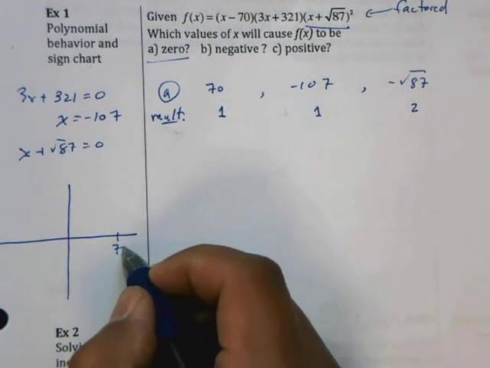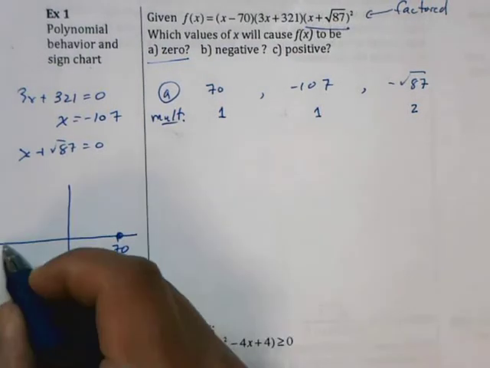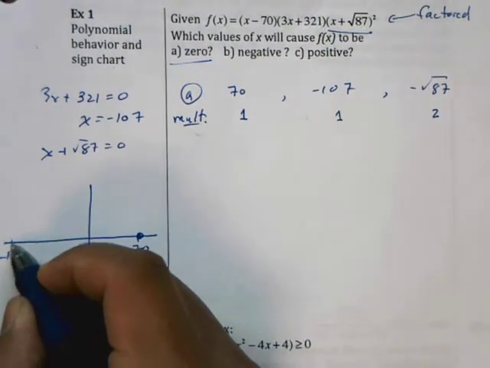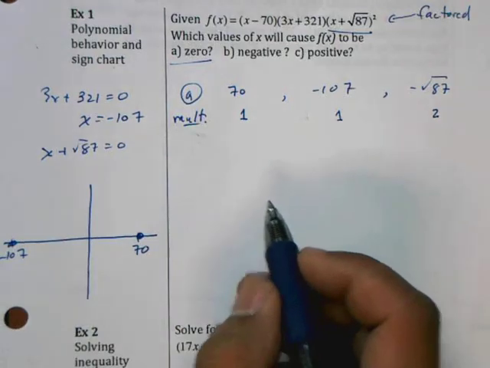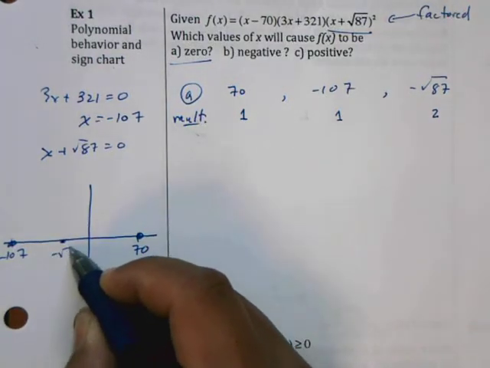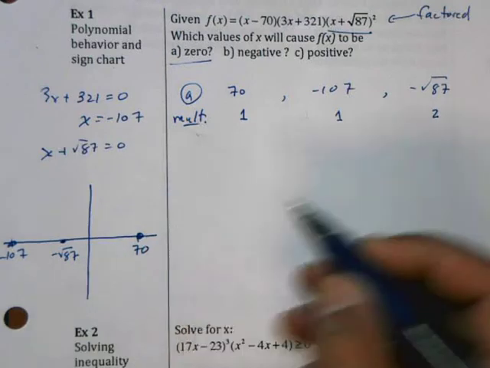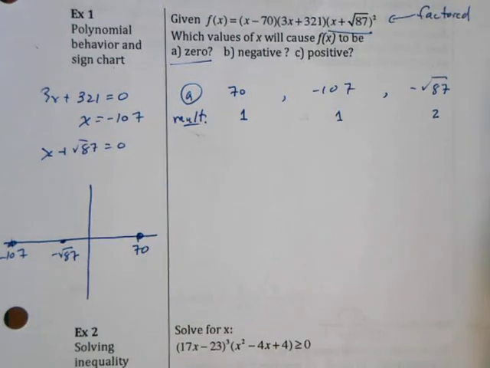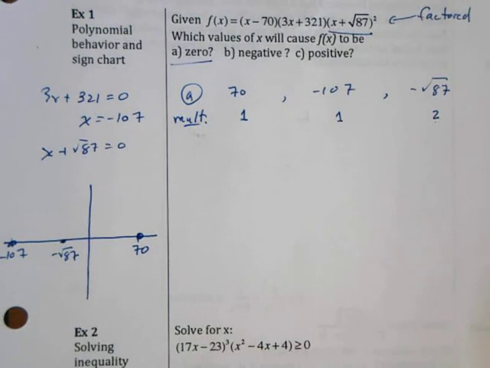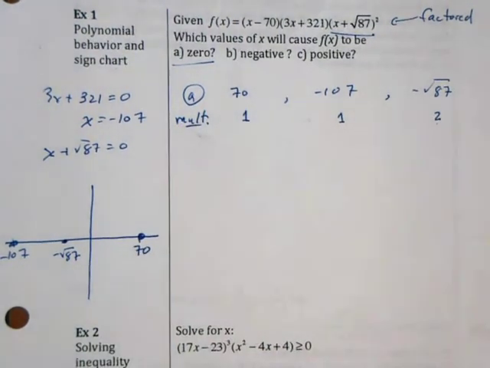I know that it touches 70. I know that it touches negative 107. And I know that it touches negative square root of 87. I know that the degree here is 2 plus 1 plus 1, so that's 4. So it's going to look something like this. And now I can give you a good sketch.